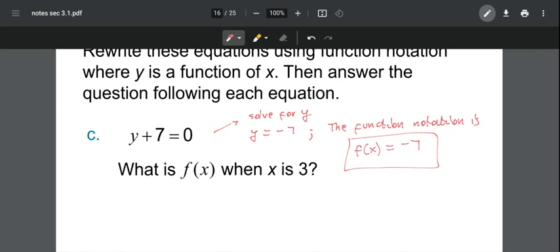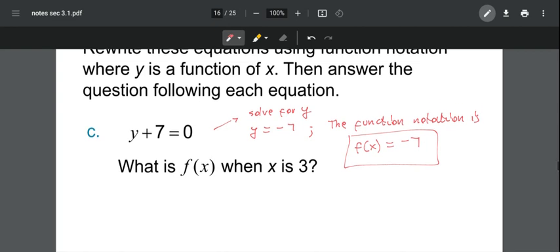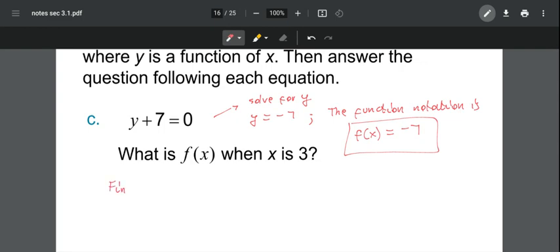And now we can answer the question, what is f of x when x is 3? So find f of 3. Since our function doesn't have an x, that means for any input, the y value will always be equal to negative 7, because this is a horizontal line. So f of 3 will be equal to negative 7. For any x value, the y coordinate always will be equal to negative 7. And this is a function, yes, each input will always have the y value equal to negative 7, which is just one output.